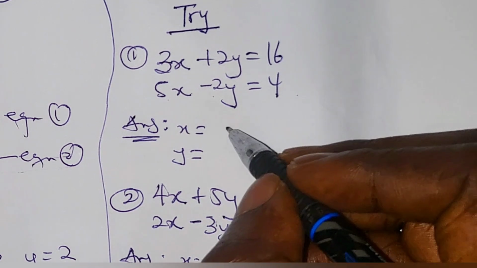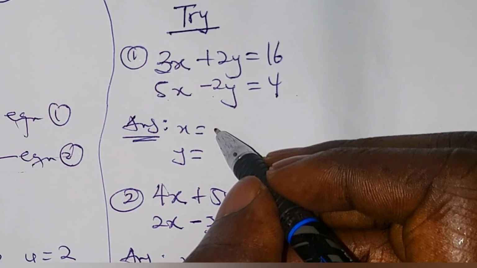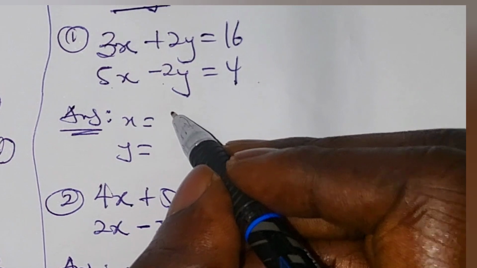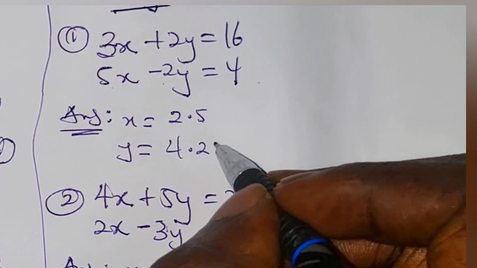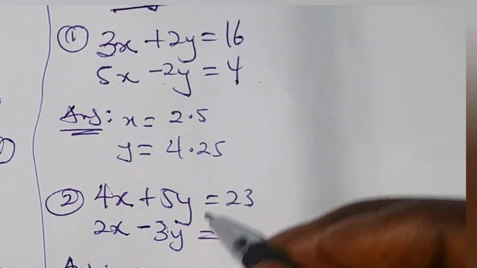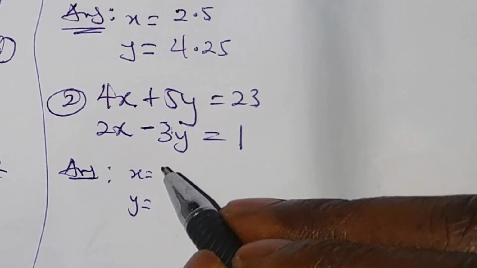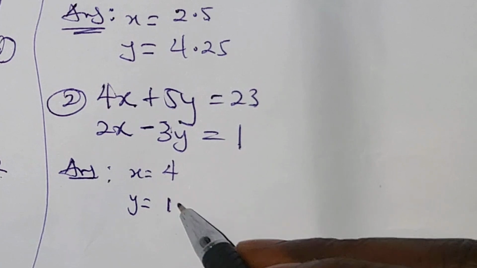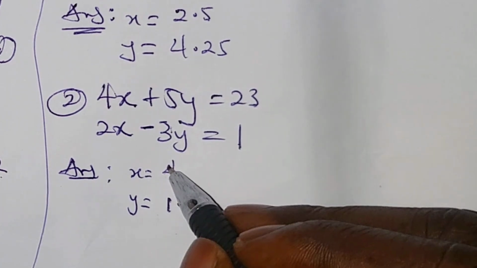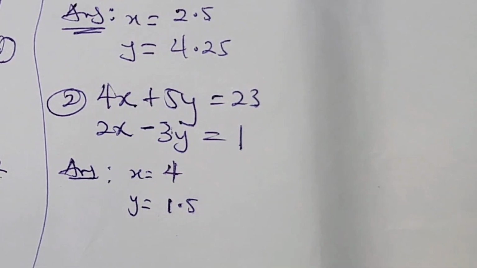So the answer to the first question, the 3x plus 2y, this one, the x is going to be 2.5, and then y is 4.25. That's going to be the solution. And then this one, x is going to be 4, and y is going to be 1.5 when you solve that. So solve it and then confirm the answers here.